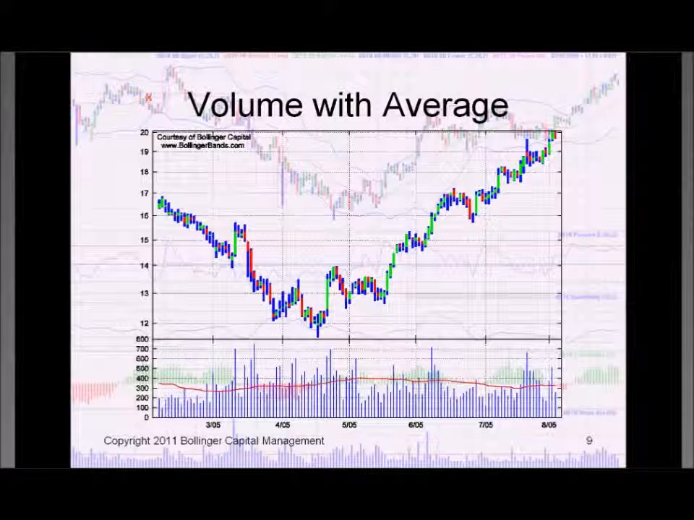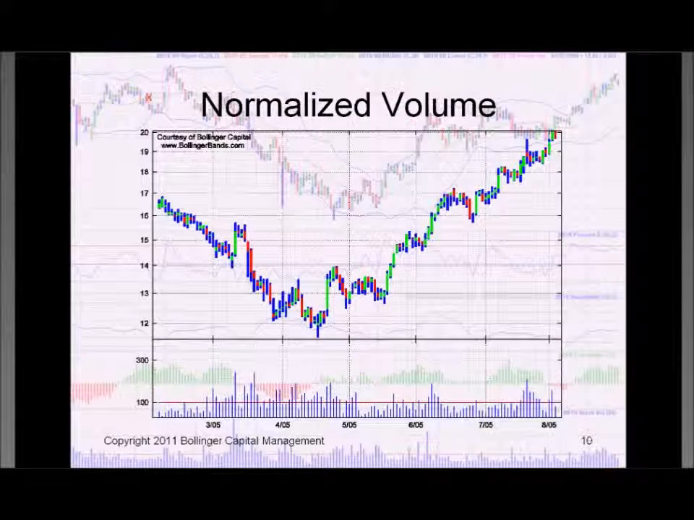By definition now, volume above the average is high volume, and volume below the average is low volume. So you see that red line that I've just added to the chart? Imagine if you were to just grab the ends of that line and pull it until it was straight. Well, we can do that mathematically with a very simple operation, and the result is called normalized volume.